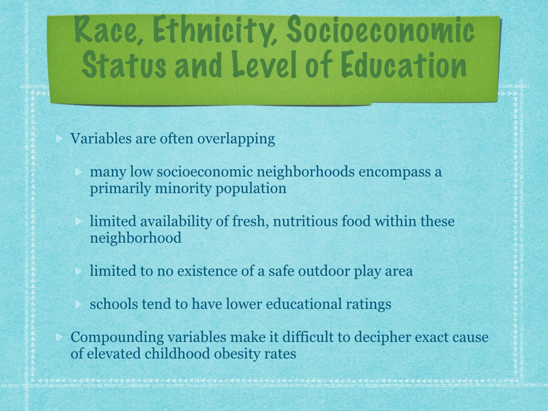So moving on, we'll touch lightly here on race, ethnicity, socioeconomic status, and level of education. I just wanted you to take note that these variables are often overlapping, and in many low socioeconomic neighborhoods, these encompass primarily minority populations oftentimes. Within these neighborhoods, there's a limited availability of fresh, nutritious foods and access to these foods. There's either limited or no existence of a safe outdoor play area. It simply does not exist. And also, schools in these types of neighborhoods tend to have lower educational levels.